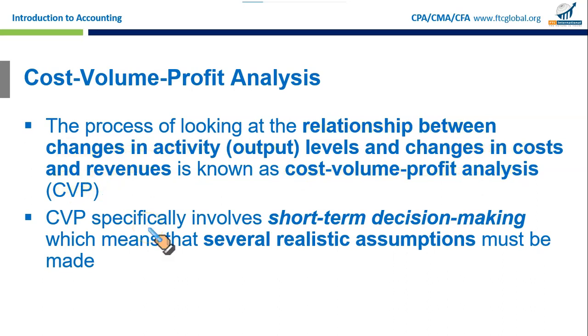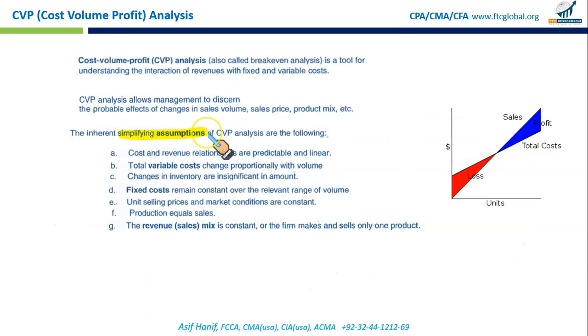CVP specifically involves short-term decision making, which means we have to take some assumptions. I'm a little doubtful about realistic. We have to take some assumptions to make it work. Just like the law of demand works when there are certain assumptions, like everything else is the same. If the price goes up, the quantity demanded falls, and vice versa, right? So there are certain assumptions that will make this CVP model work. Otherwise, it will collapse and fail. These are some simplifying assumptions, not realistic. They can be challenged. Every assumption here can be challenged.